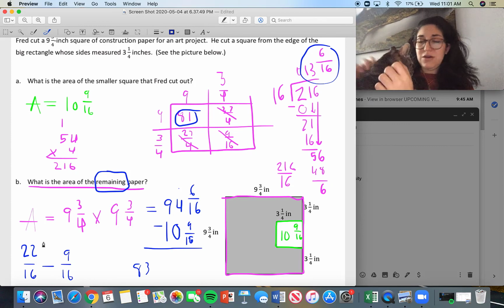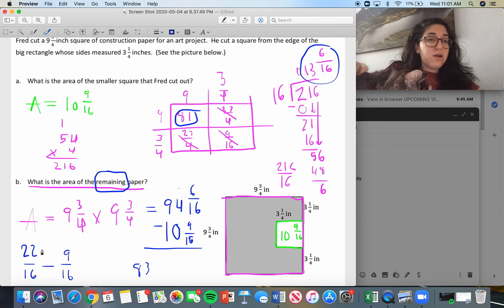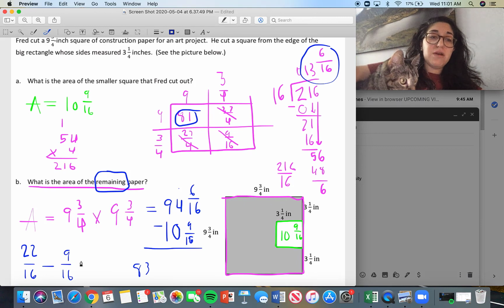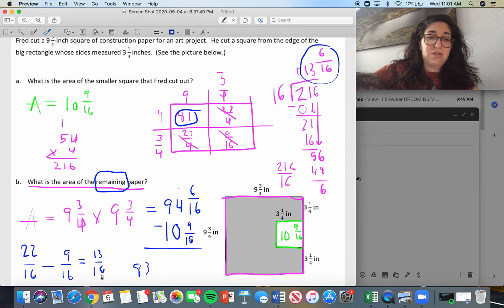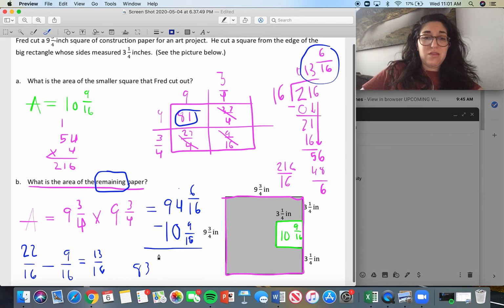She loves area. All right, so now I know how to do this. 22 minus 9 is going to be 13. And we keep our denominator the same. So what I end up with is 83 and 13/16.